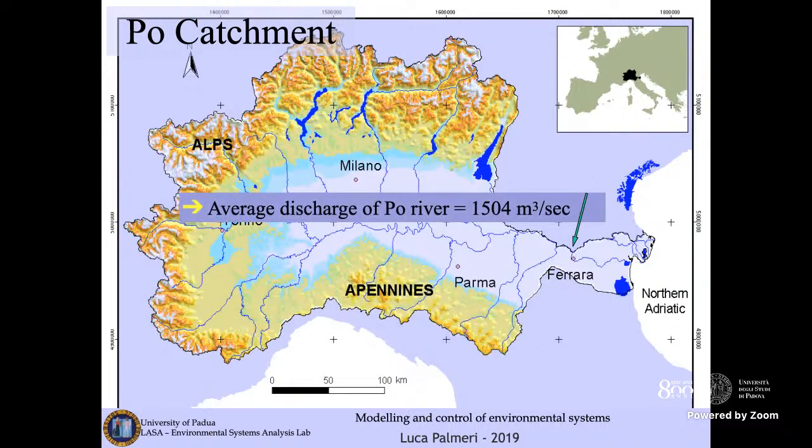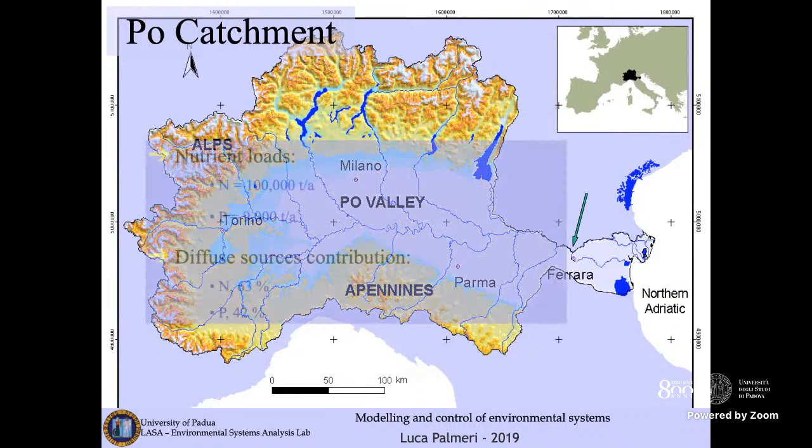We said also that the Po River is a hydrological monster in terms of discharge. The average discharge of the river calculated on the last 60 years is around 1,500 cubic meters per second. So this is a very large discharge, but it is a testimony of the fact that we are dealing with a very large ecosystem, very complex ecosystem.